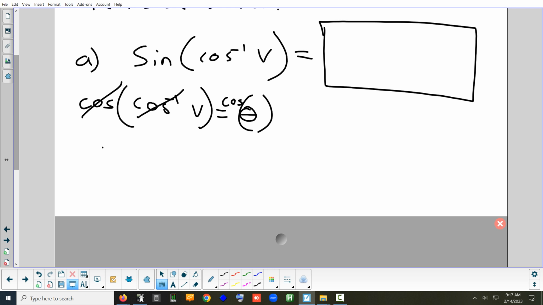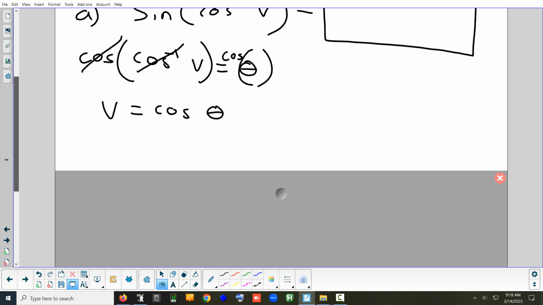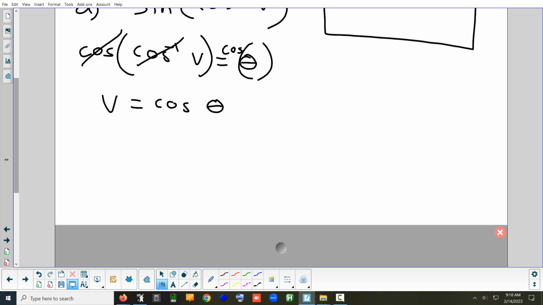Those cancel. Now I have this. I know a trig function now. So I want to draw a triangle, and I want to label the information that I can based on what I have written right there. Now, you need to remember what cosine is. What's the definition of cosine? Yep. That's adjacent over hypotenuse.